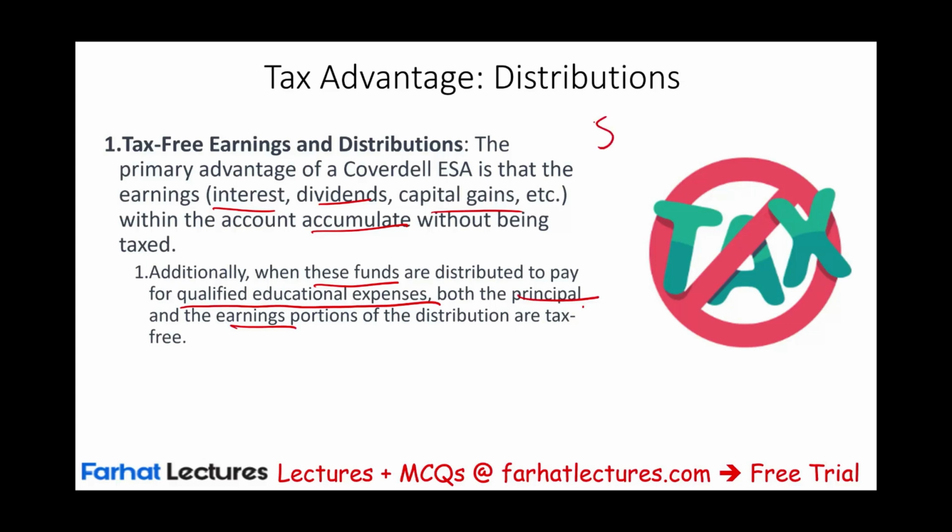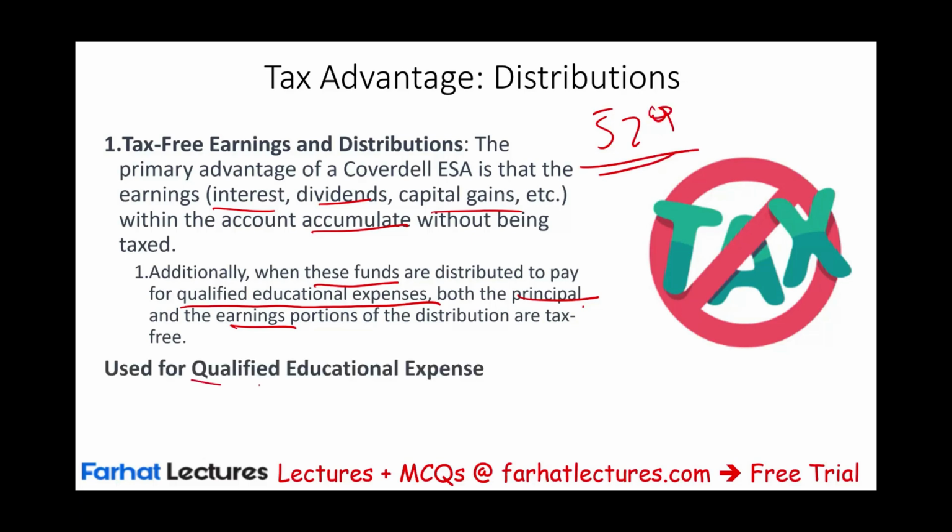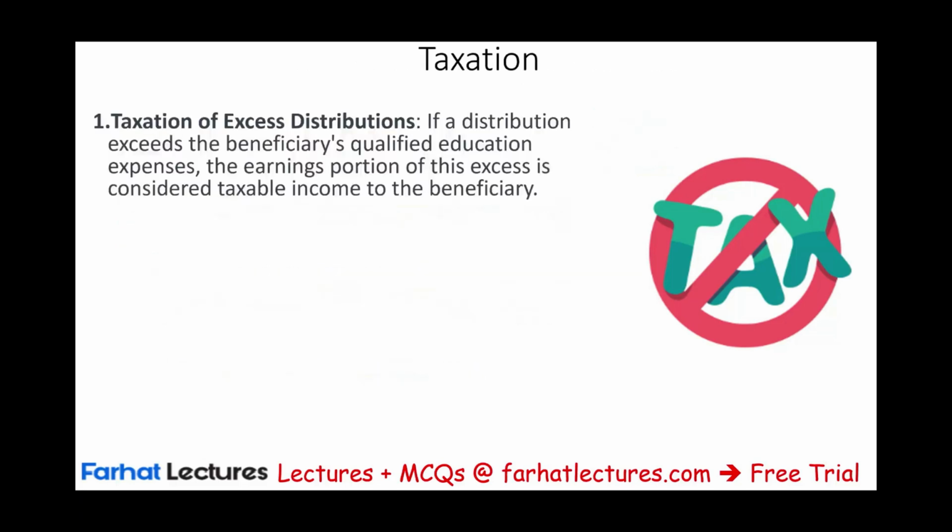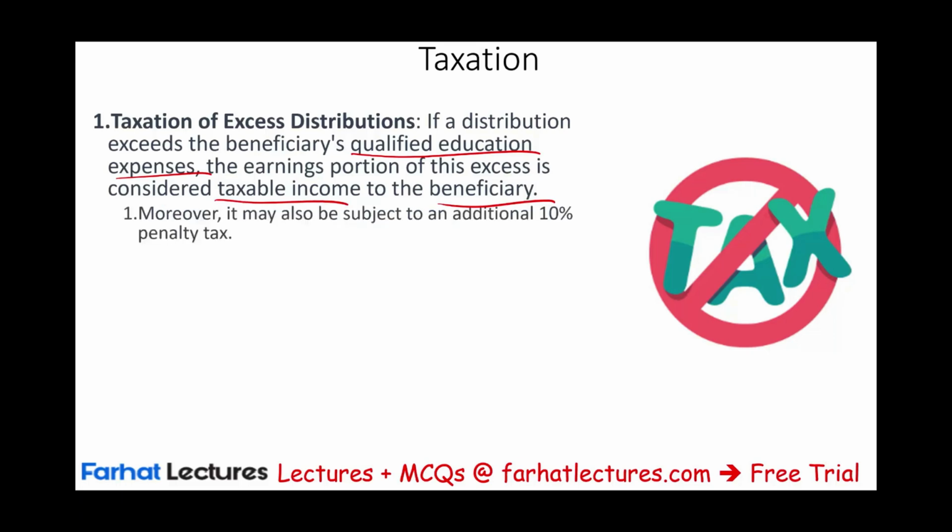Similar in concept and taxation to the 529, as long as you use this money for qualified educational expenses. Now, how about if you don't use the money, or if you take more money out and you did not use it? If there's a distribution exceeding the qualified education expense, the earnings in excess are considered what? It's taxable income to the beneficiary. Also, it could be subject to a 10% penalty. This sounds like a 529 plan. Yes, from a tax perspective, basically the same.